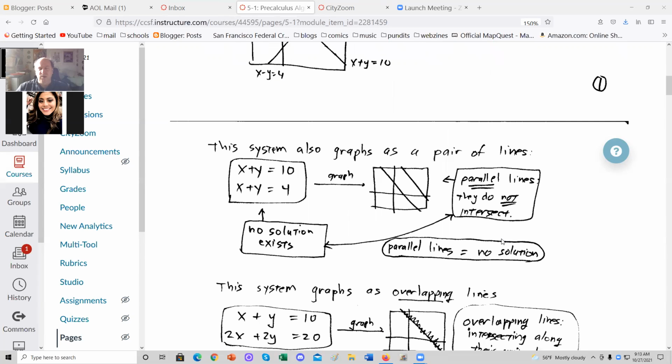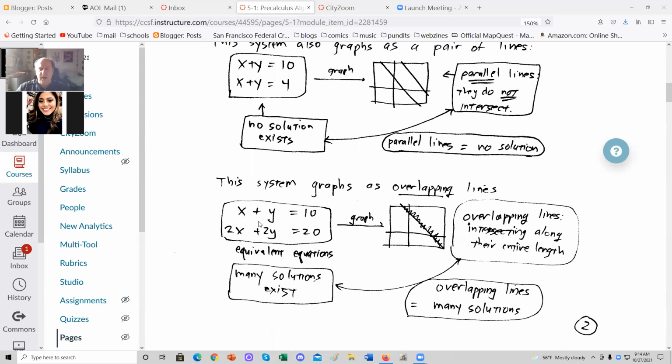Now, you can do other graphs as pairs of lines. Here we have a system x plus y equals 10, x plus y equals 4. If you graph them, it's two parallel lines which never meet. They do not intersect. So there's no solution. That should make sense in this case because x plus y is being asked to be two different things. It can't. So when there's parallel lines, there's no solution.